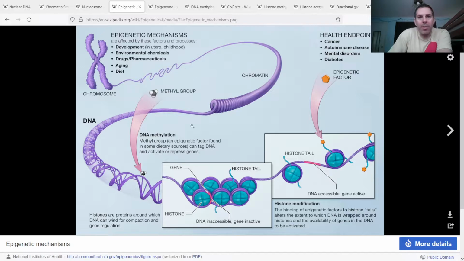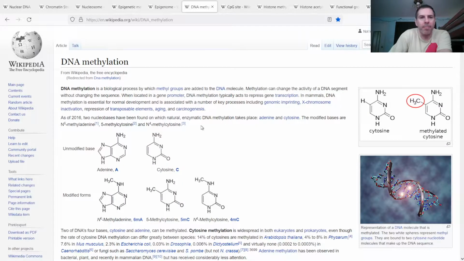So epigenetics is adding various tags on the DNA itself or the histones. DNA methylation is where a methyl group gets added to the DNA. I think the most common is the 5-methyl cytosine, where the methyl group's added to the number 5 node in the cytosine base.